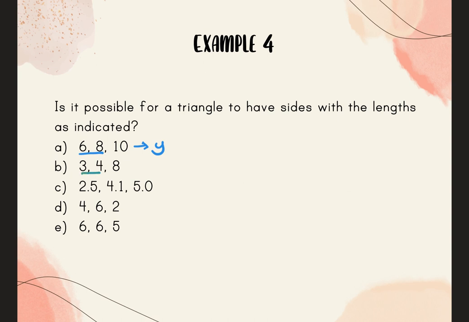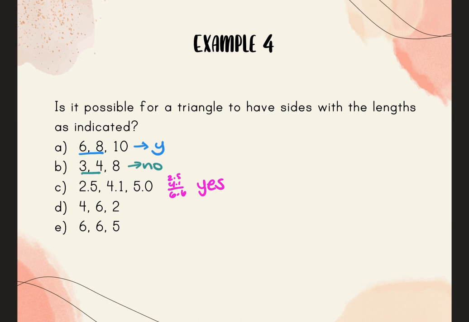3 plus 4 is 7. That is not bigger than 8. So this is no. 2.5 plus 4.1 is 6.6. That's bigger than 5.0. So this is yes.